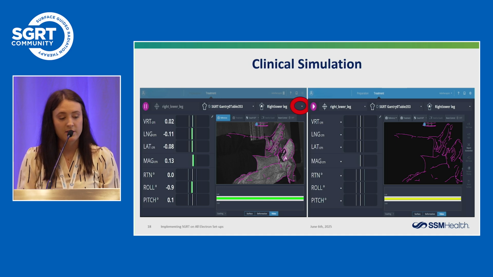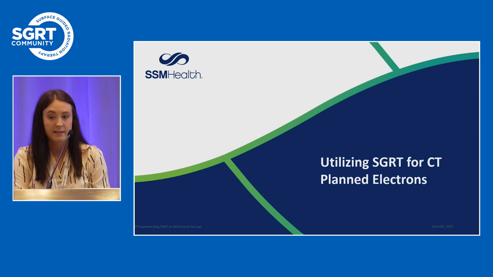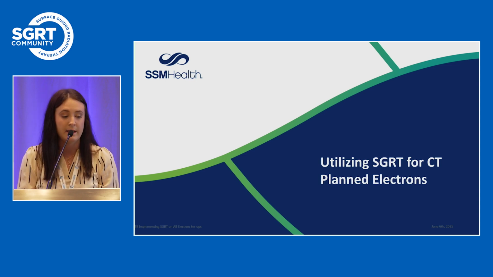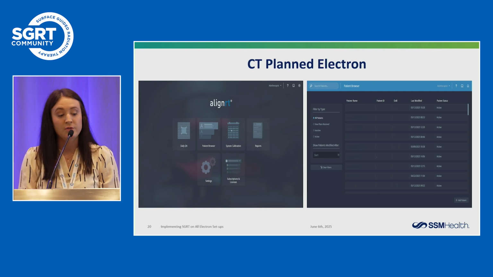So now we're going to transition into CT planned electron setups. Process for CT planned electrons is pretty similar, just a little bit of a different import process. So you're going to import this patient the same way you do for photons. So same thing here, you're going to start with your patient browser, and you can filter out to new plans received on the left-hand side of the screen.